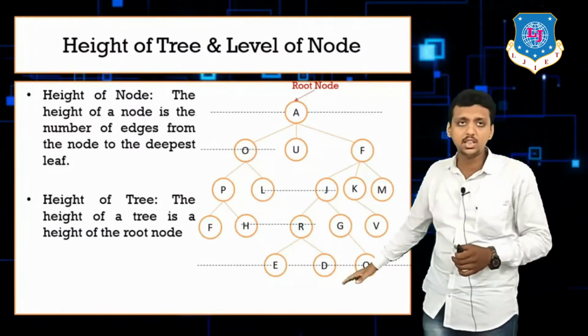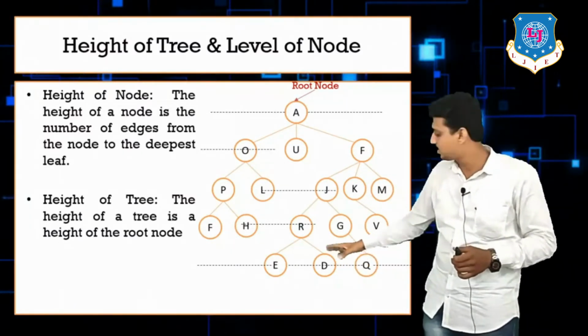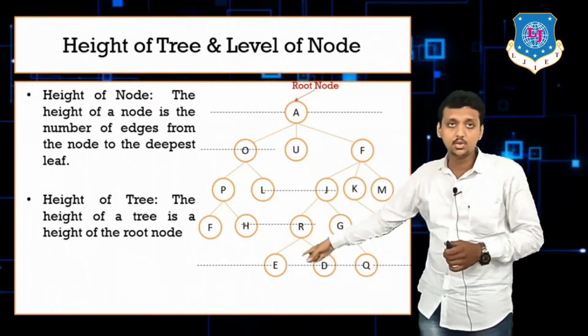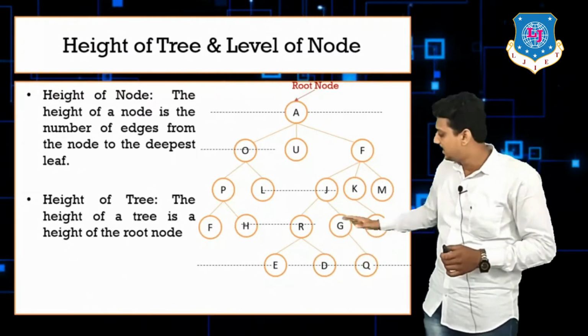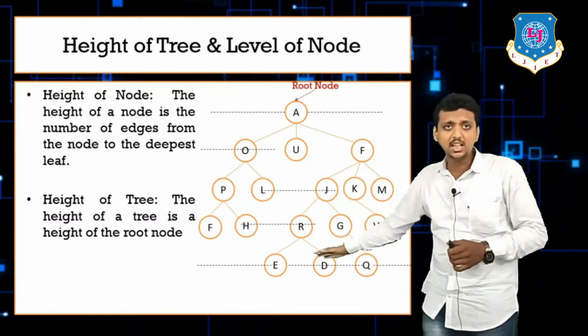Fine. So let me calculate how. If we talk about the leaf nodes E and D, students, the height of E and D is 0.